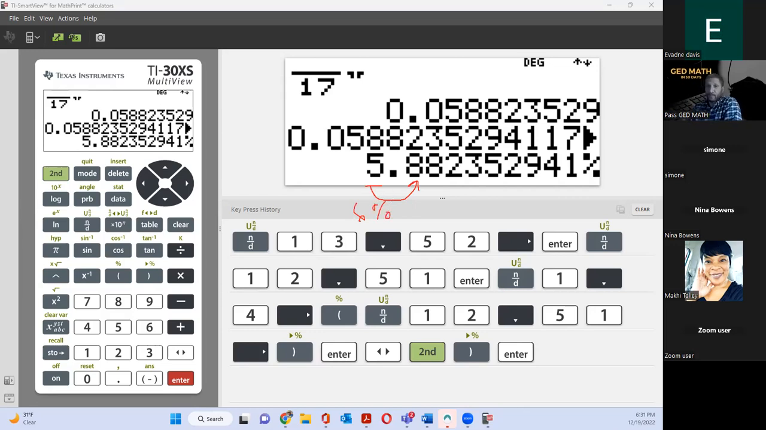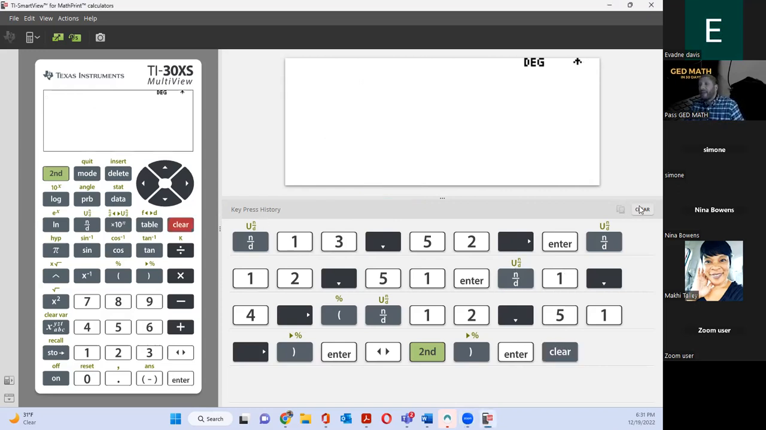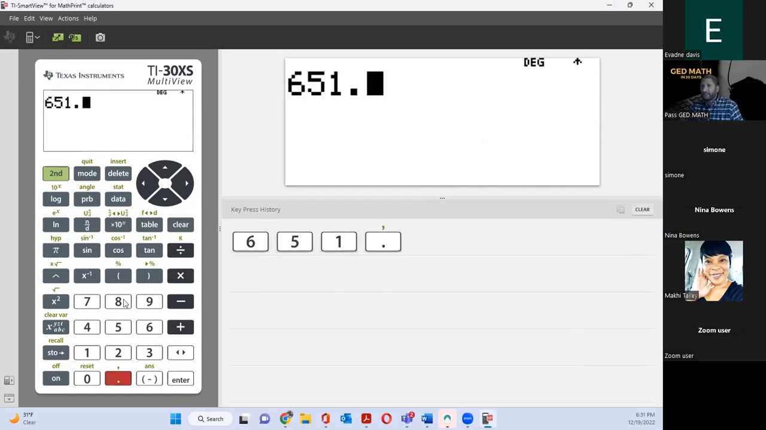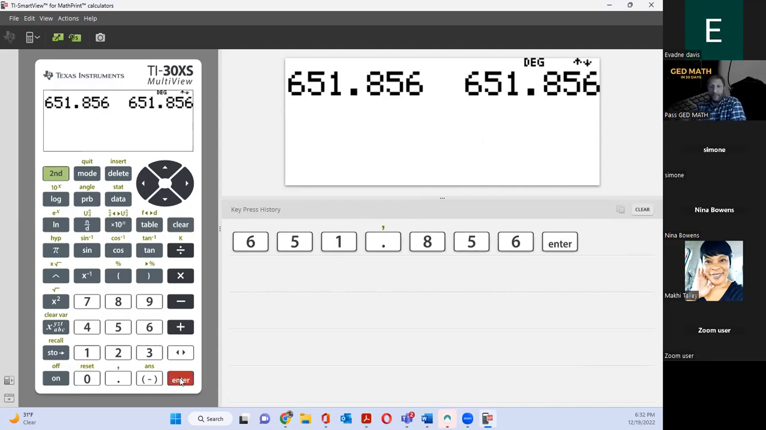Okay, you're going to have to know how to round to the nearest whole number, the nearest 10th, and the nearest 100th. Again, learn how to use this calculator. Watch, I'm going to show you. I'm just going to make a number up. It doesn't matter. 651.856. I just made that number up.